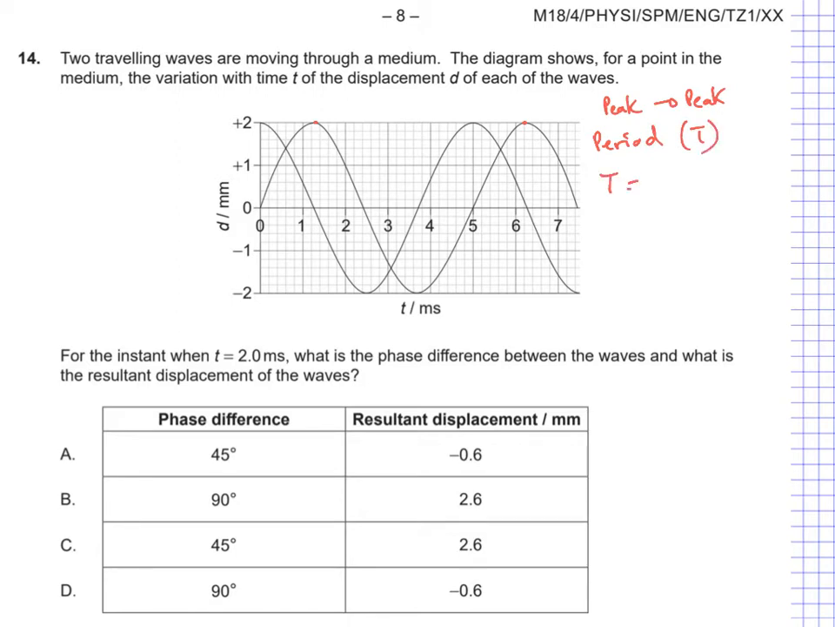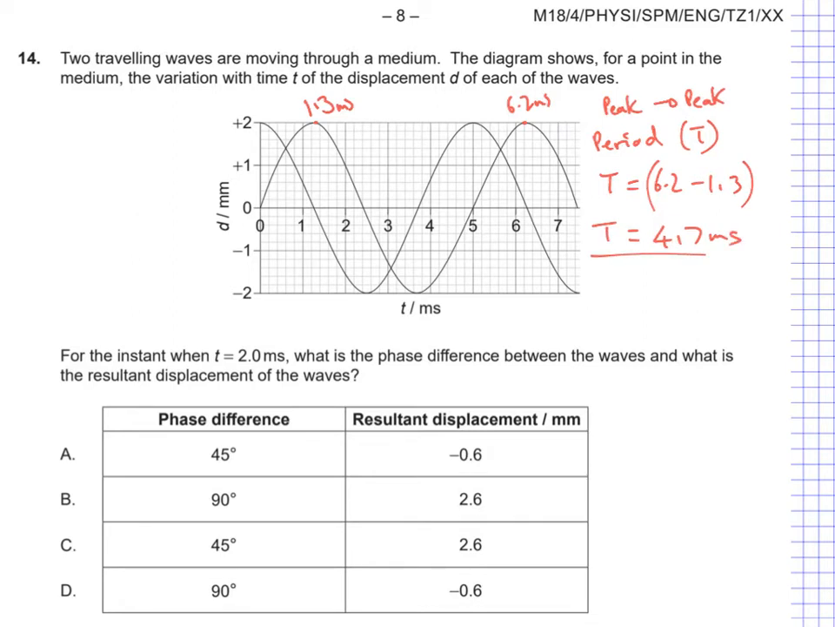One period is going to be, well, this value here is 1.3, I think, milliseconds. And this value here is 6.2 milliseconds. So it's going to be 6.2 minus 1.3. That's going to give us 4.7. Okay, so one period takes 4.7 milliseconds.